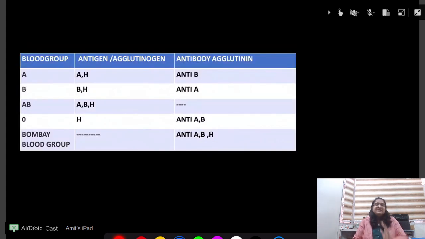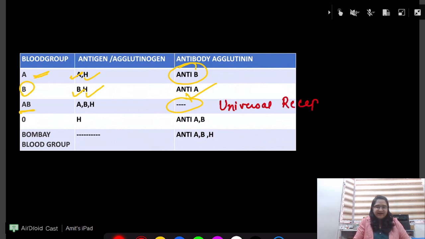Having said that, what does that mean? It means that A blood group has A antigen and H antigen on the RBC. It has anti-B, the opposite antibody, whereas the B blood group has B antigen, H antigen is present, and it has the opposite antibody, anti-A. AB blood group has A, B and H antigen, whereas no antibody is there in the plasma. That is why please remember that AB blood group is a universal recipient, right?